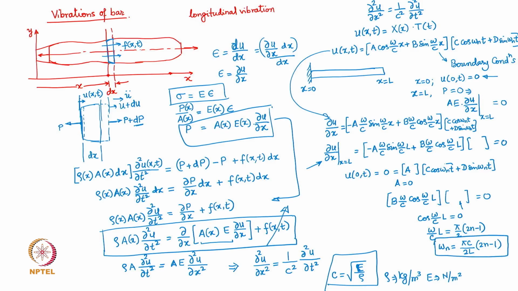That's the frequency equation for you. The actual frequency equation is this. This is basically the expression for the nth mode natural frequency. You substitute for n equal to 1, 2 and so on up to infinity, and you will get all the natural frequencies. Clear?